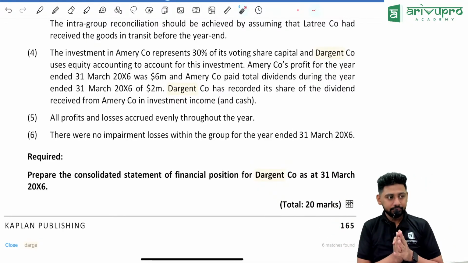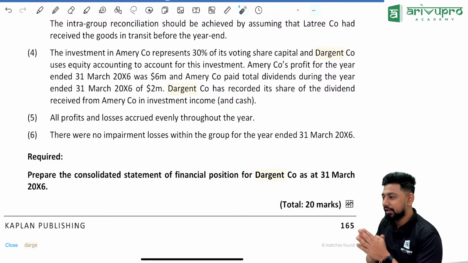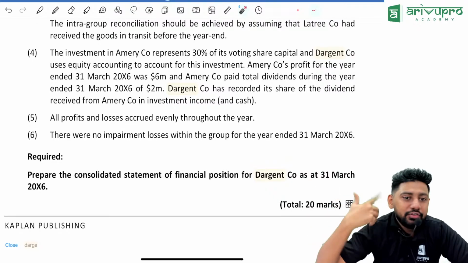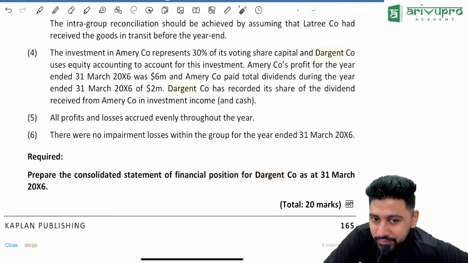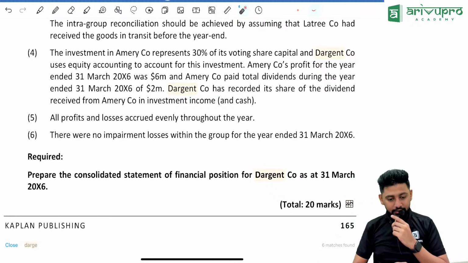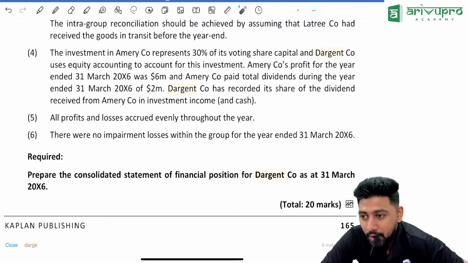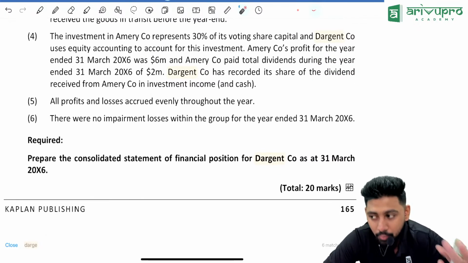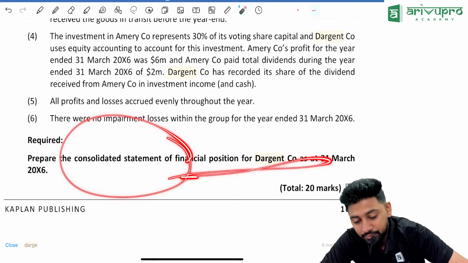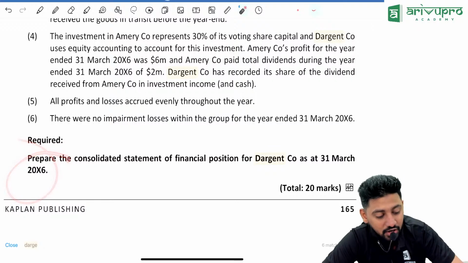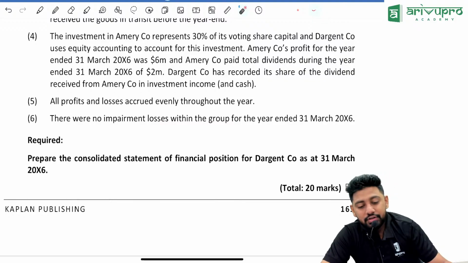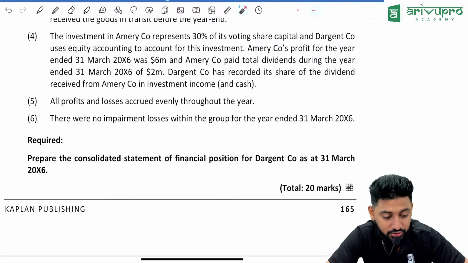Number two, we will be taking consolidated retained earnings as always as our balancing figure. But for the purpose of my marathon, I will make sure that I balance that as well. Right, as always, let's go back to the requirement. In the exam, we are going to take a moment to understand the requirement. Prepare the consolidated statement of financial position for Dargent Co as at 31st March 2016.